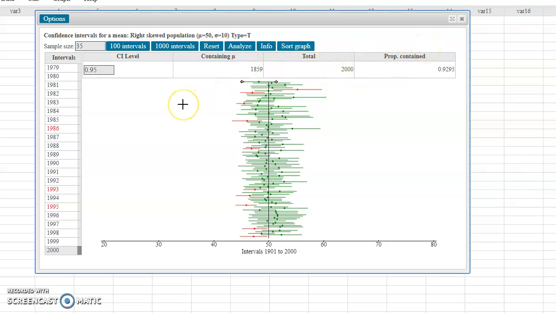The results weren't that dramatic. It's not like we had a 95% confidence interval and only 85% of them were green. We got results somewhat close to 95% for both the small sample and the large sample. The large sample was a little bit closer to 95% than the small sample.